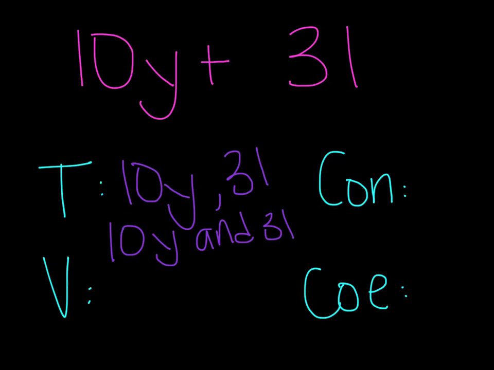For my variable, I look for a letter. I see that y is the only variable I experience in this expression, so y is my variable. While I'm looking at my variable, I can identify my coefficient, the number that comes in front of the variable, and that is 10. So that's going to be my coefficient here. And my constant, the number that's standing alone and not attached to a variable, is 31.